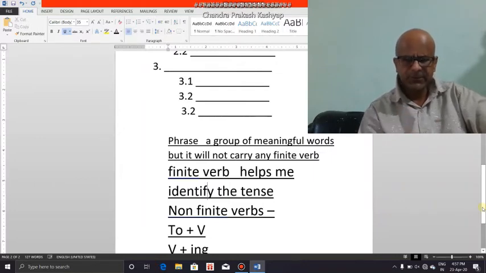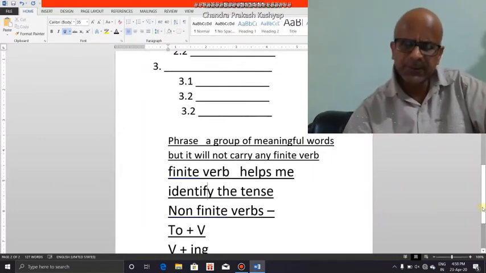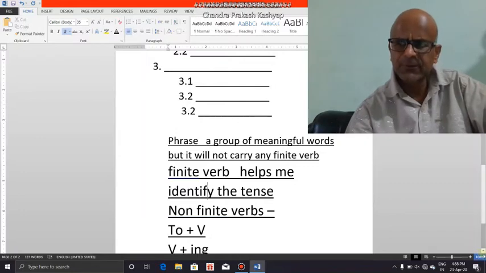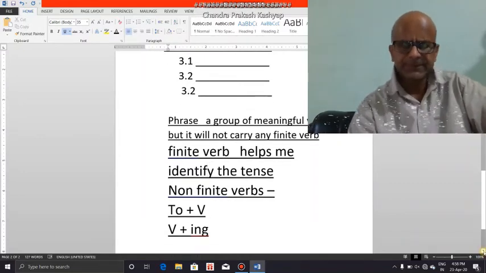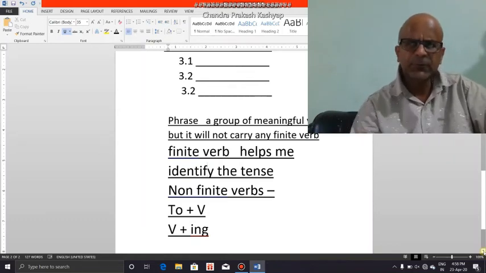However, there are words which appear like verbs, but they don't tell you the tense, and these are called non-finite verbs, and they either have a to before a verb or an ing against it.